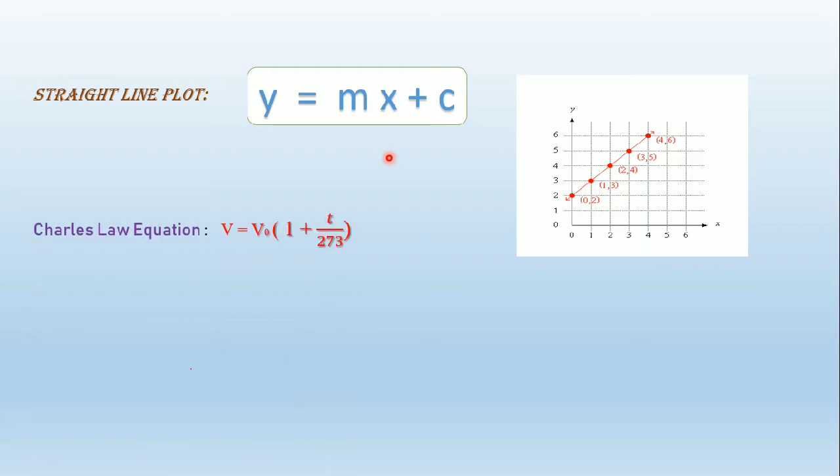Now next, our Charles law equation is V is equals to V0 into 1 plus T by 273. It doesn't look at all like y is equals to mx plus c, but we'll make it look like y is equals to mx plus c. How? Now if you multiply this, V is equals to V0 plus T V0 by 273.